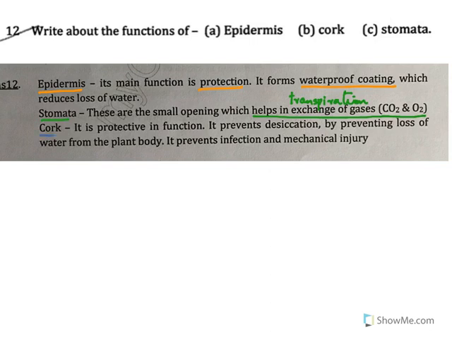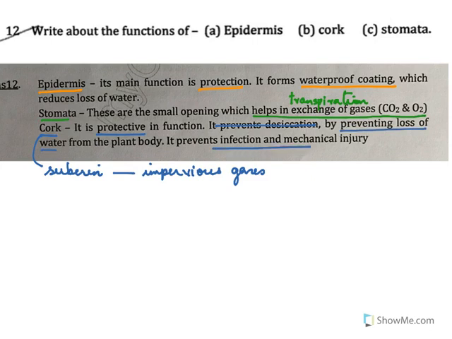Then the function of cork. Cork, you remember, contains deposits of suberin, and because it contains suberin, it becomes impervious to gases. It does not allow gases to pass through it. So it's protective in nature. It prevents desiccation, meaning loss of water. It prevents infection and mechanical injury.